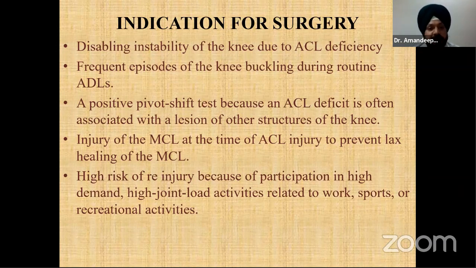Then a positive pivot shift test, because ACL deficiency is often associated with lesions of other structures of the knee also. Injury of the MCL is very common with the injury of the anterior cruciate ligament, and there is a high risk of re-injury because of participation in athletic events or recreational activities. These are all indications for surgery.